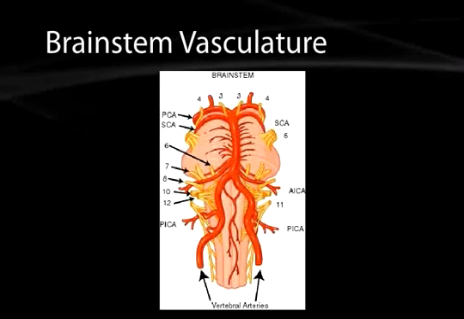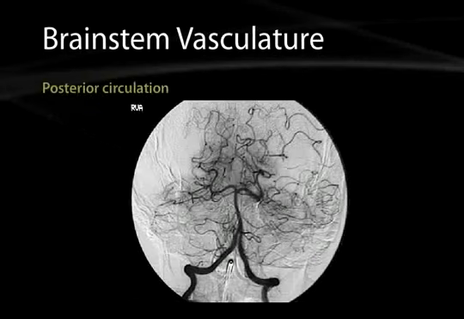Here's what it looks like when it's sitting on the brainstem itself. The vertebral arteries come off. They give off the PICA, posterior inferior cerebellar artery. Then they come together to form the basilar. The AICA comes off, and then the basilar is at the front of the pons, giving off the superior cerebellar artery, and then splitting into 2 posterior cerebral arteries.